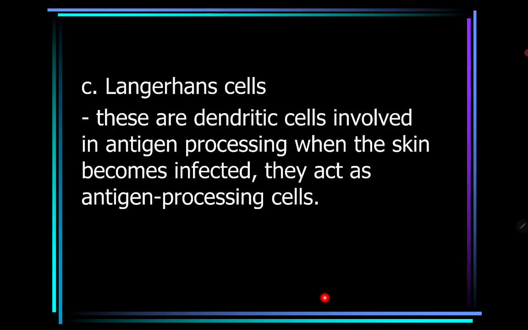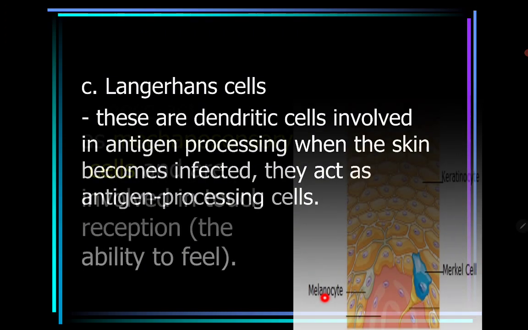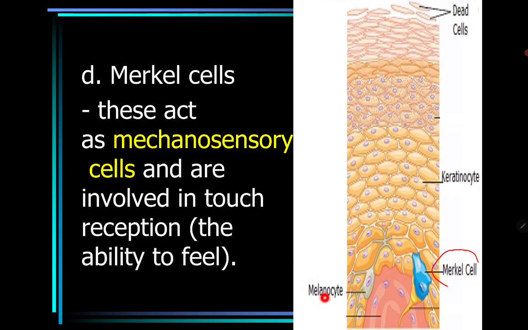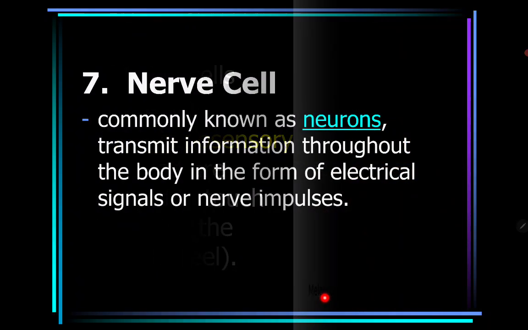Next, we have the Langerhans cells. These are dendritic cells involved in antigen processing. When the skin becomes infected, they act as antigen processing cells. Merkel cells act as mechanosensory cells and are involved in touch reception, so the ability to feel. Whenever we touch our skin, Merkel cells are responsible for sending signals to our brain. That's why we can feel. So those are the types of cells.